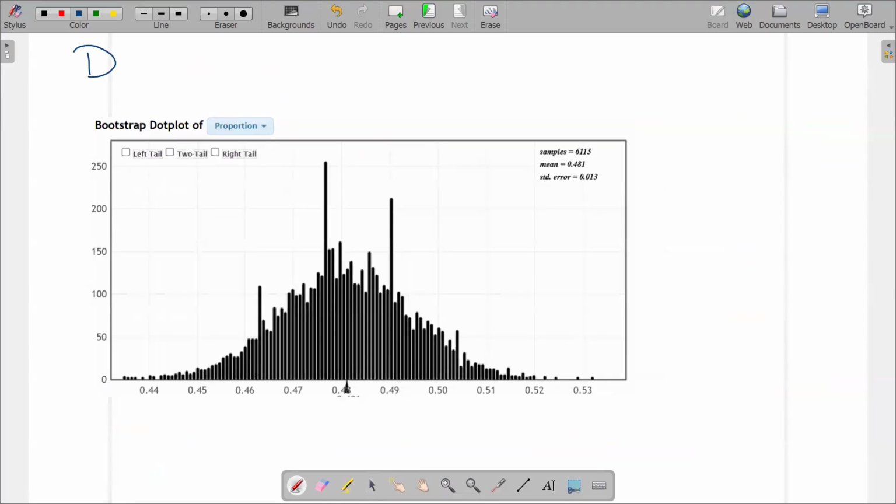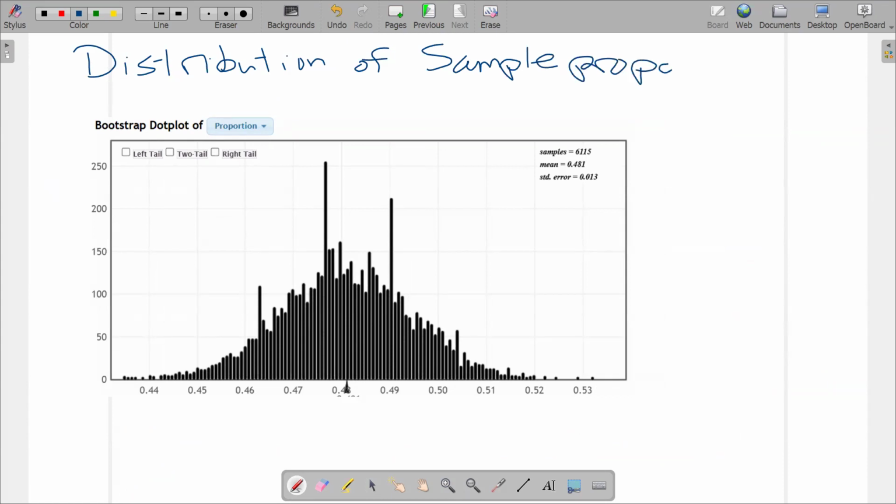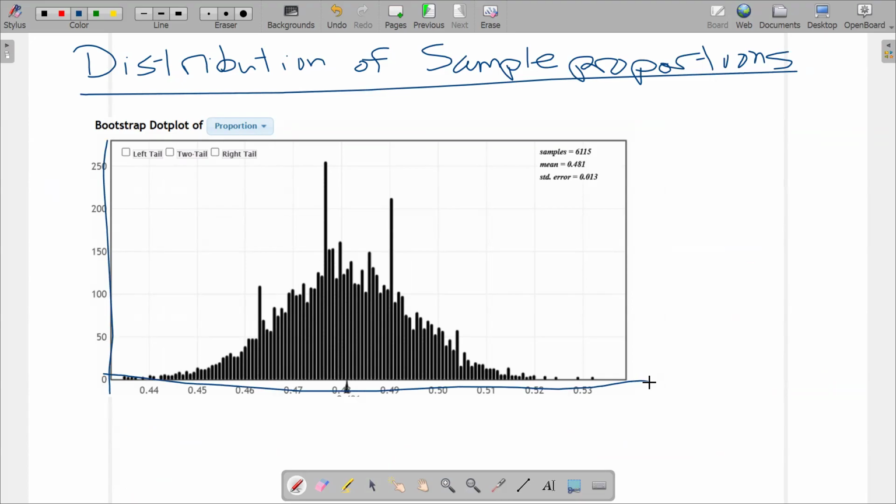So this is a distribution of sample proportions, and there are some things you should point out. So make a sketch on a piece of paper. Write this title, distribution of sample proportions. And then you're going to make a graph in your notes.